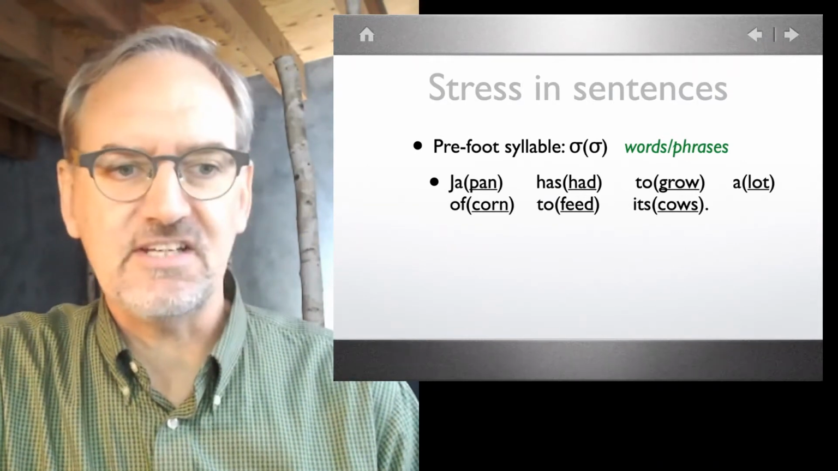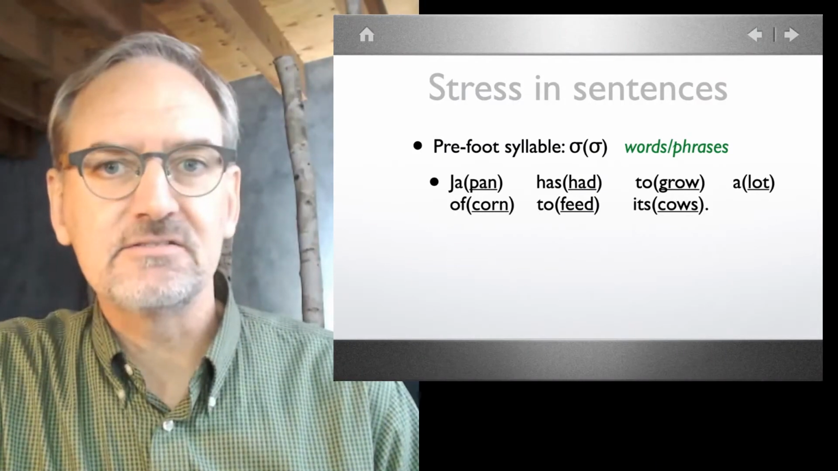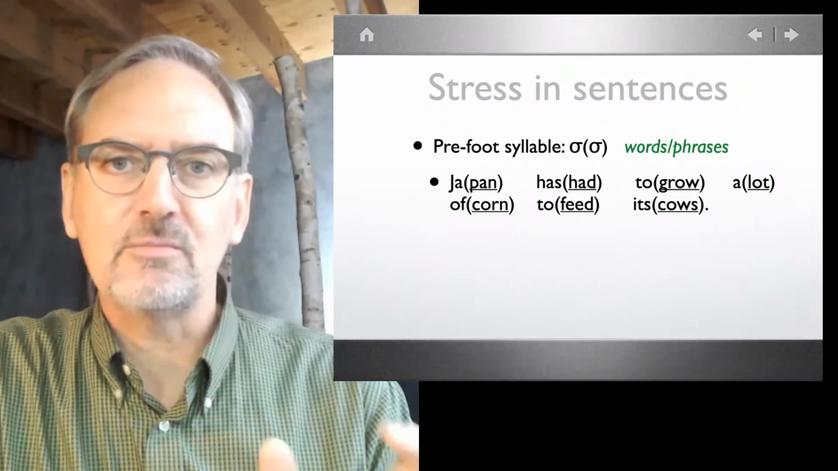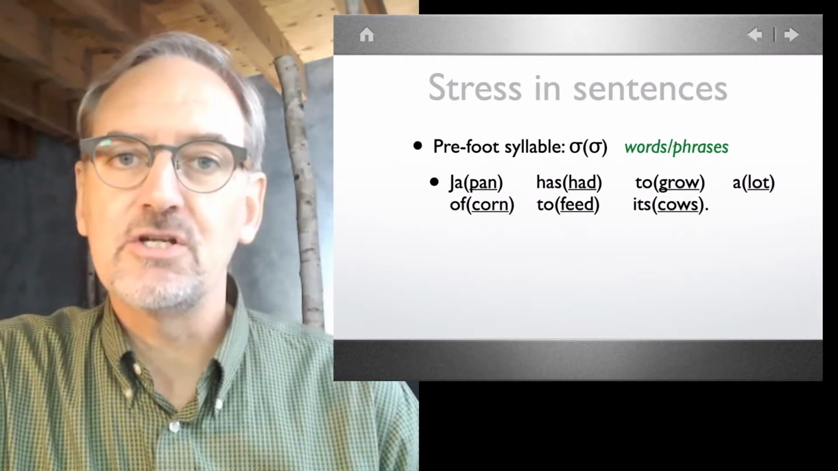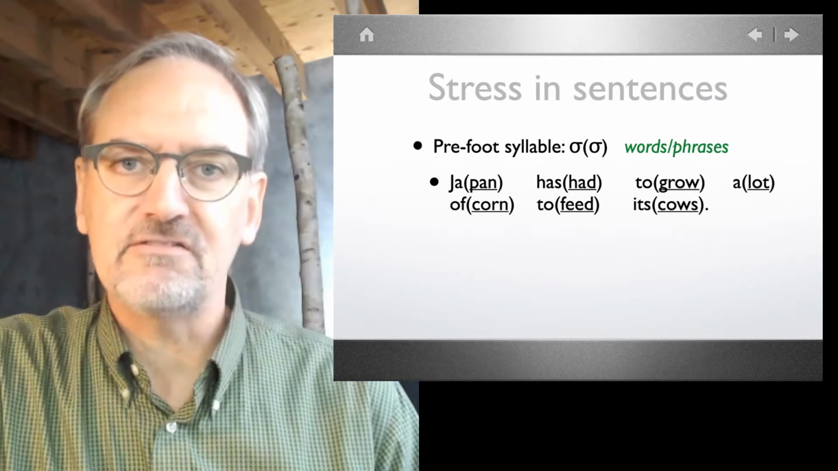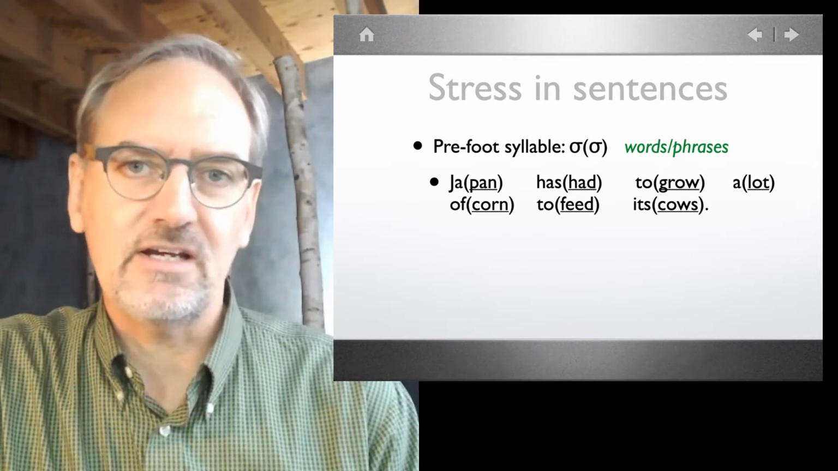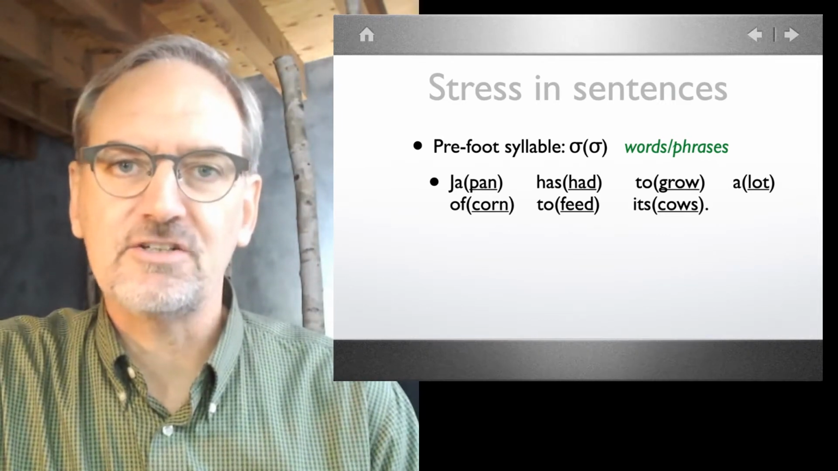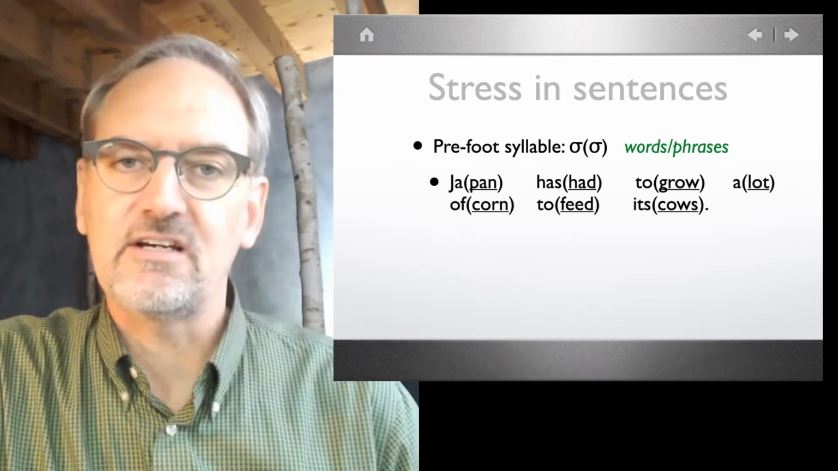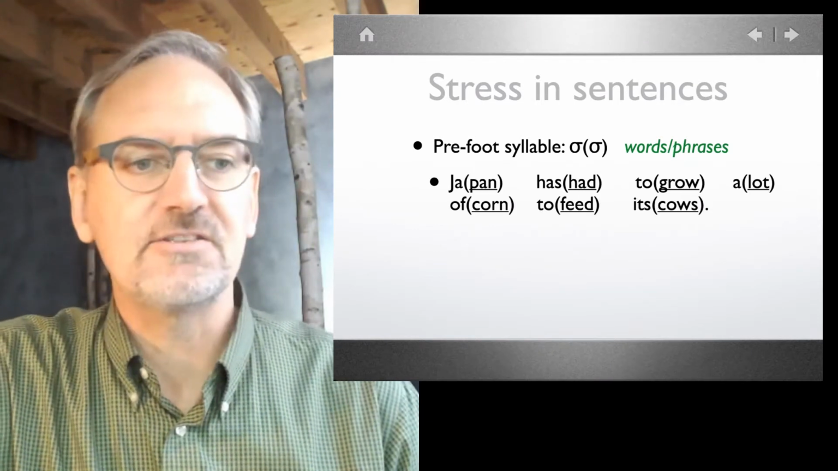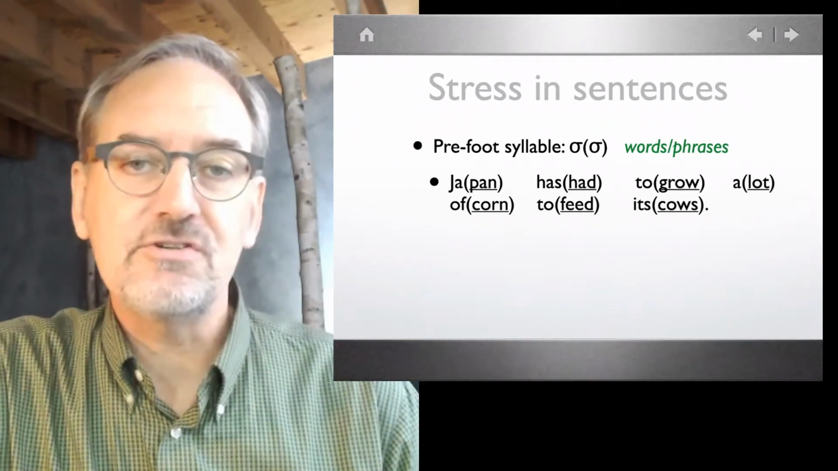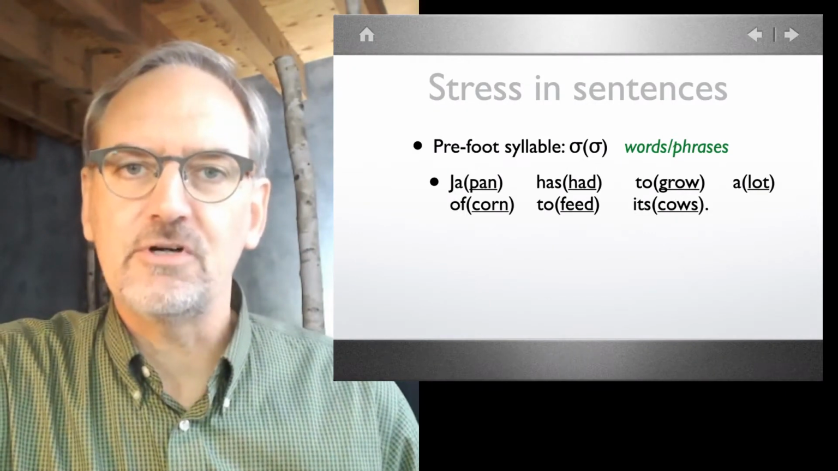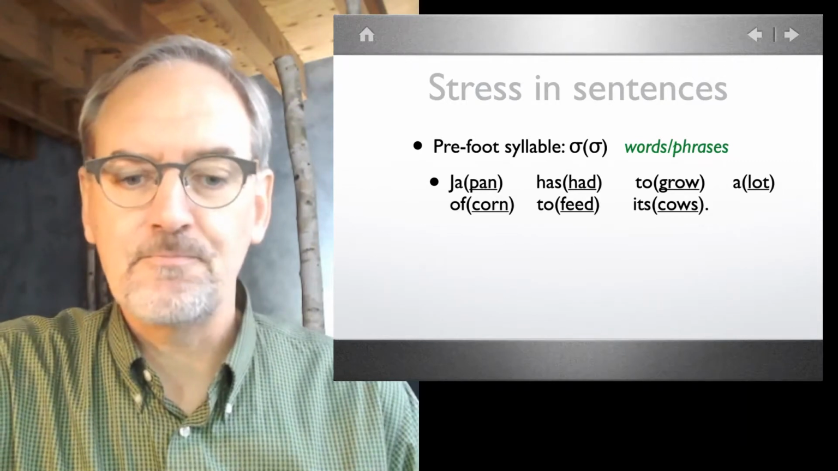today, which we've already seen. Has had. Right? Has had is a kind of verb, an auxiliary verb followed by a main verb. To grow, right, is an infinitive verb with the to preposition. A lot. So is an article that is adjoined to the noun lot. Right? You get a lot. Of corn. To feed. Its cows. Right? These are pre-foot syllable patterns.